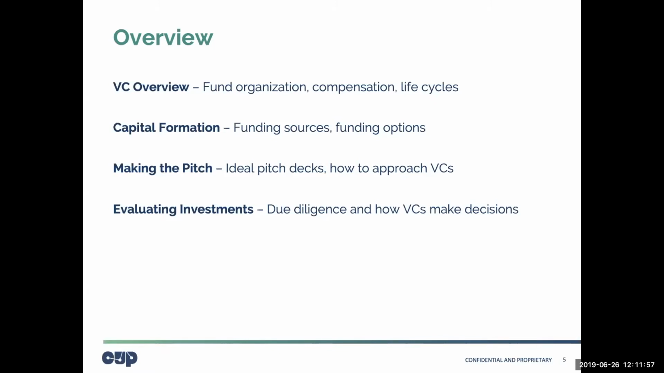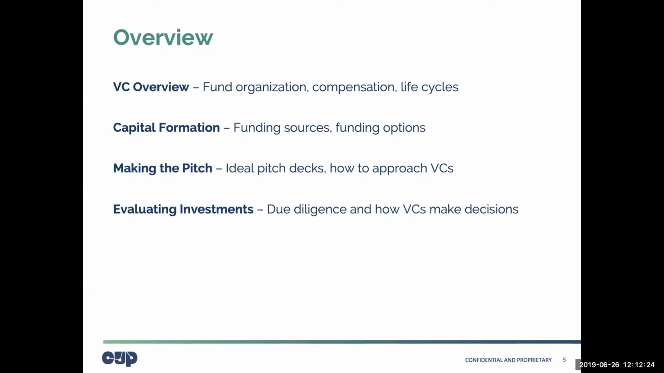Next, John will talk about capital formation, so various sources for funding, not just venture capital, but other sources that you might explore along the way. And the next part will be just talking about pitching. So, what a good pitch deck looks like, what are the best ways to approach VCs and get feedback and get in contact with various folks.